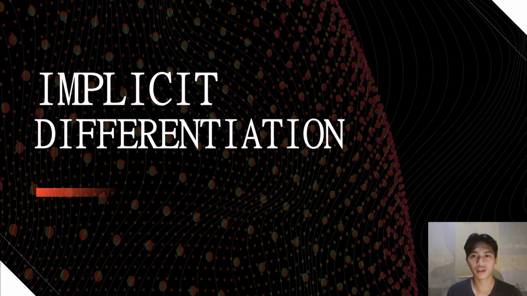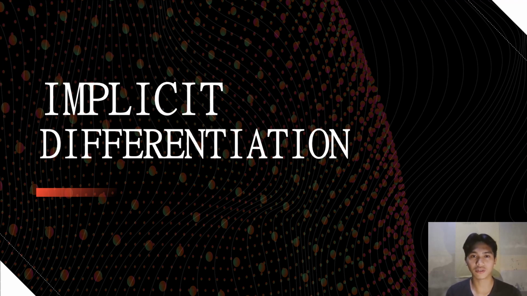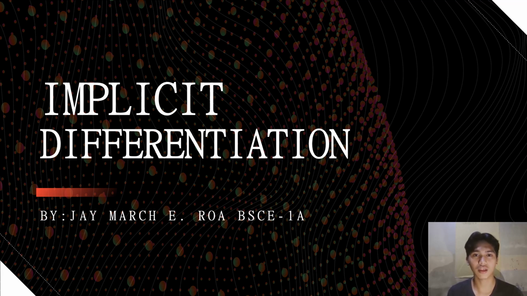So let's begin. First, we are talking about implicit differentiation. What is implicit differentiation? Implicit differentiation is a calculus method used when variables are given implicitly. It involves differentiating both sides of an equation and applying the chain rule. So today I'm going to explain to you the answer of problem number one step by step.